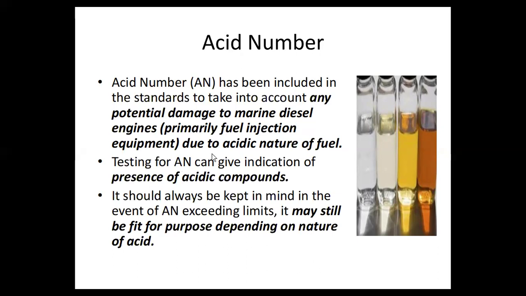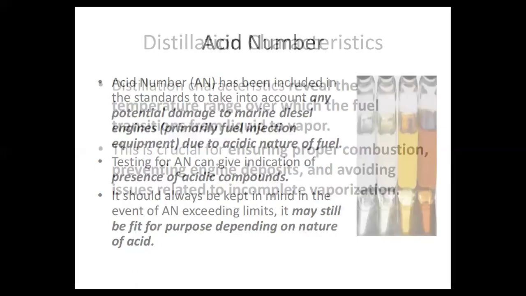Testing for AN can give indication of the presence of acidic compounds. It should always be kept in mind in the event of an AN or acid number exceeding limits, it may still be fit for purpose depending on nature of the acid. But as much as possible, if your TBN is now lesser than your acid number, we need to change our oil in order to maintain safe operation and the longer life of our machineries, especially in terms of corrosion protection. So again, acid number is associated with corrosion.